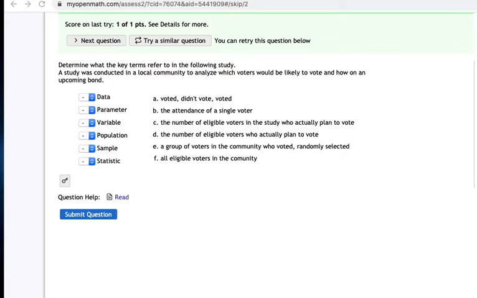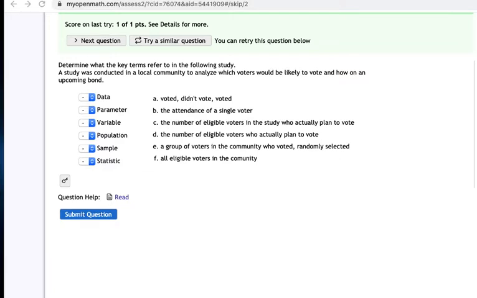Mostly about populations and samples. So it's just a matching exercise. So let's start by figuring out what's the population and what's the sample in this example. So the population has to do with every member of a particular group.